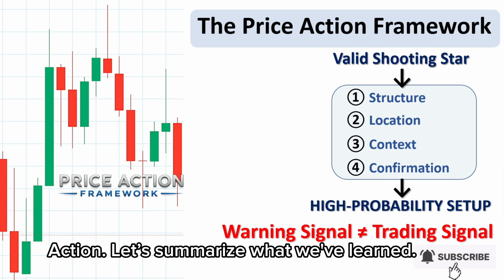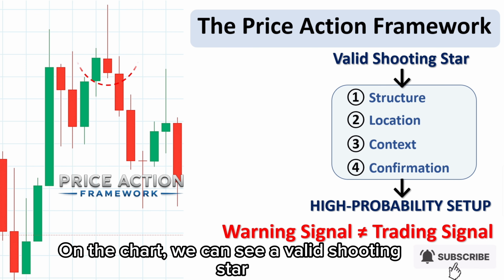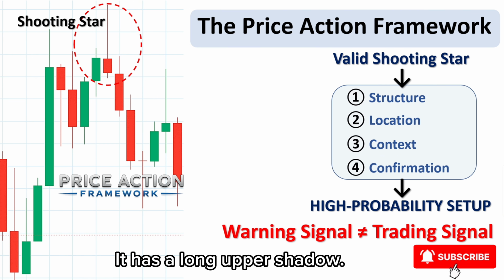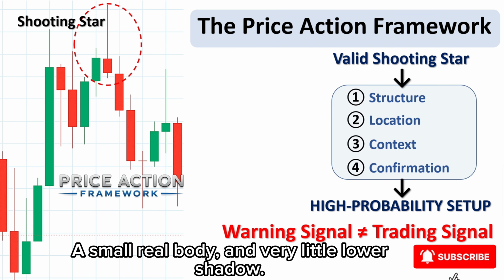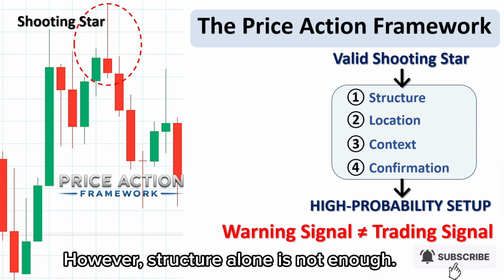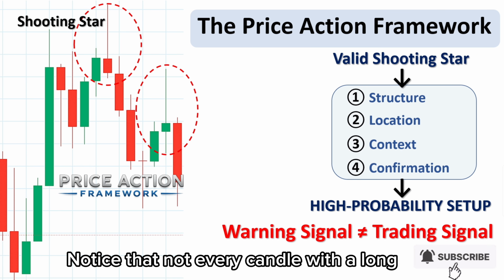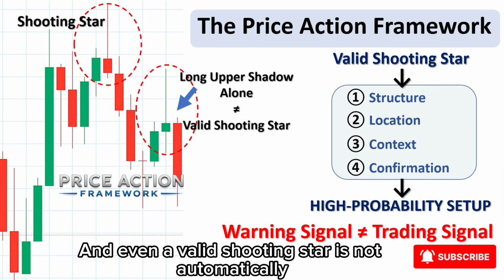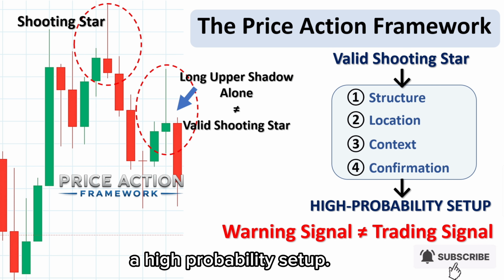Let's summarize what we've learned. On the chart, we can see a valid shooting star near the top of the move. It forms after an uptrend. It has a long upper shadow, a small real body, and very little lower shadow. So structurally, it qualifies as a valid shooting star. However, structure alone is not enough. Notice that not every candle with a long upper shadow automatically qualifies as a valid shooting star. And even a valid shooting star is not automatically a high probability setup.